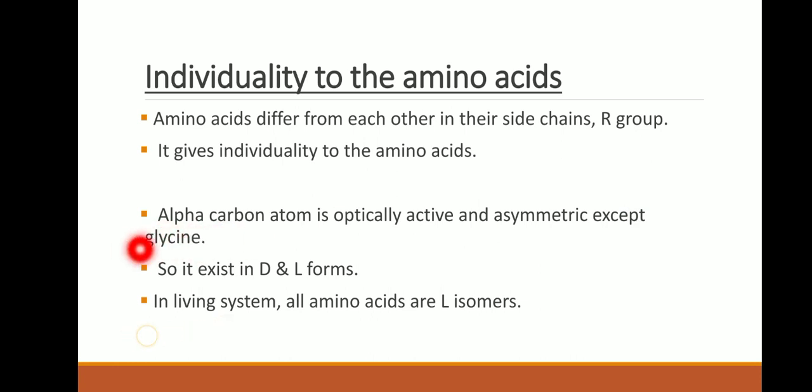Except for one amino acid called glycine, in all other amino acids this alpha carbon atom is optically active and asymmetric. Asymmetric means that the 4 valencies of that carbon are satisfied by 4 different groups. So this alpha carbon atom is optically active, so these amino acids exist in both D and L forms, dextrorotatory and levorotatory forms. In living systems, all amino acids are L isomers, or levorotatory forms.